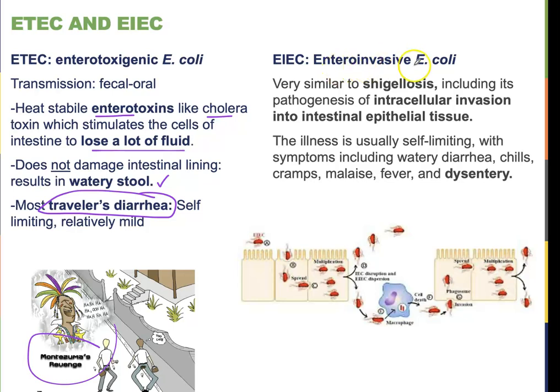EIEC, enteroinvasive E. coli, is going to invade, right? So we need that invasive. It's going to be similar to Shigella, which causes dysentery, right? So it's going to destroy the intestinal tissue by the intracellular invasion. So again, it goes in, it can spread laterally, it can infect macrophages, travel through the body. So even though this is more invasive and does cause dysentery, it does resolve. So it's usually self-limiting. Watery diarrhea, cramps, malaise, fever, and dysentery can occur.